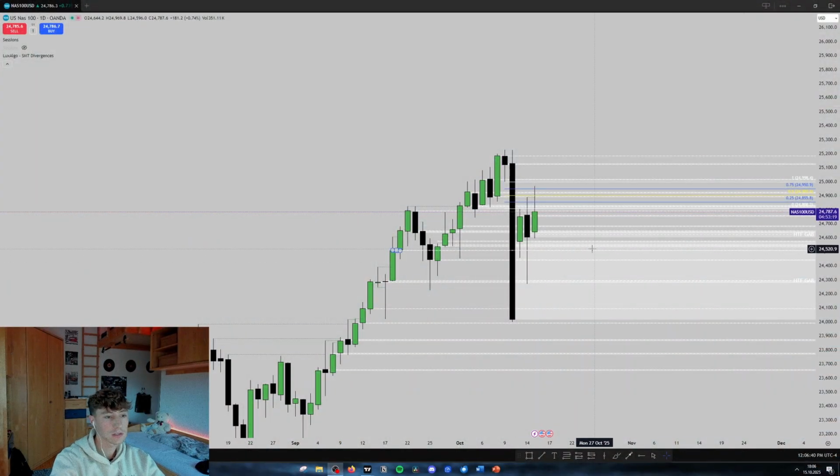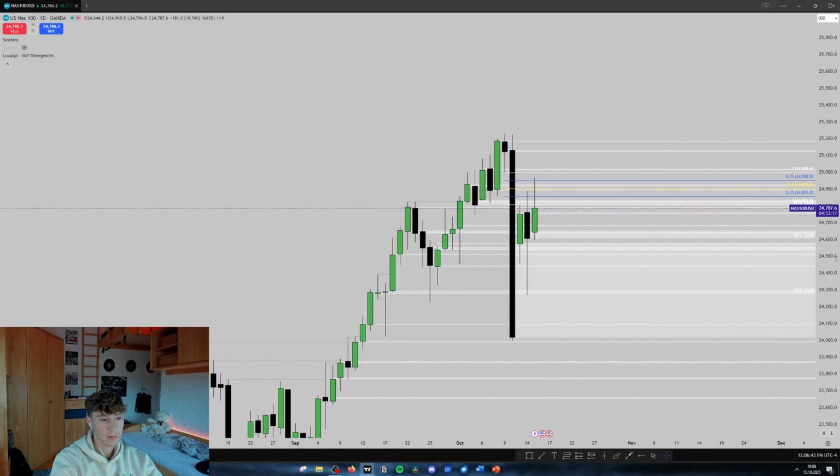Hey guys, so today is Wednesday and I took a really nice market maker buy model. I want to show you a quick trade breakdown. Right here you can see the daily charts. It actually looks messy, but it's actually not.